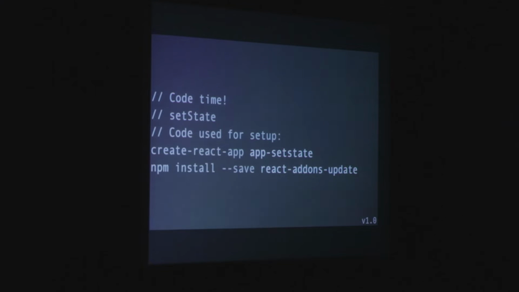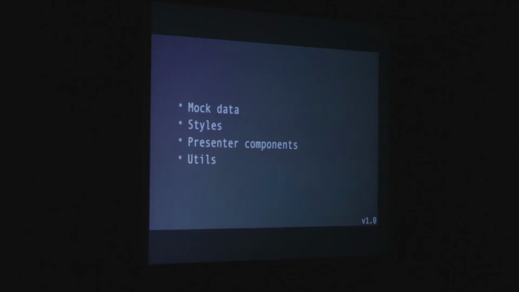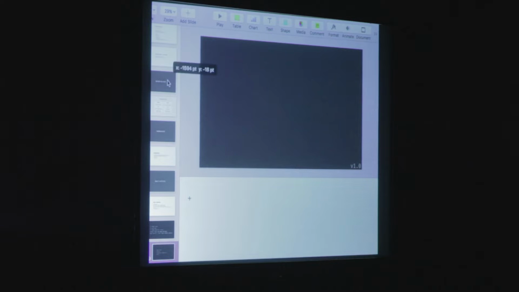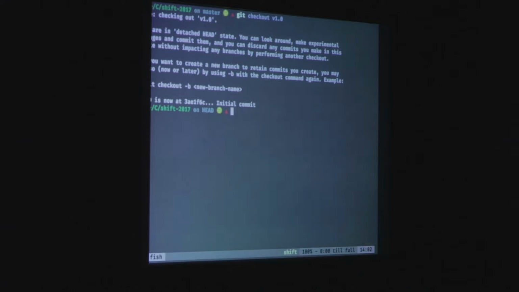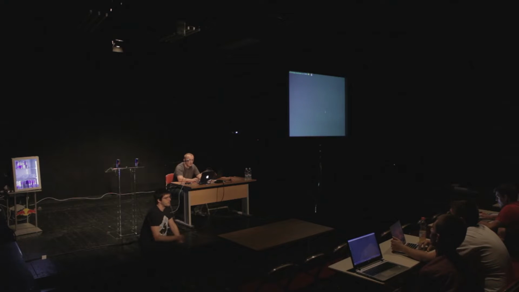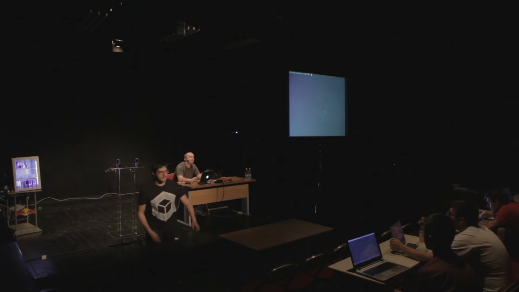So in order to create the app, we used Create React App, but you don't need to use it. The thing you should do is go to the repo and check out the tag 1.0. So git checkout 1.0. And at that point, you should go to the app set state folder and run npm install if you didn't already. Or yarn, yeah. If you need any help with anything, I can help with a couple things. Okay.